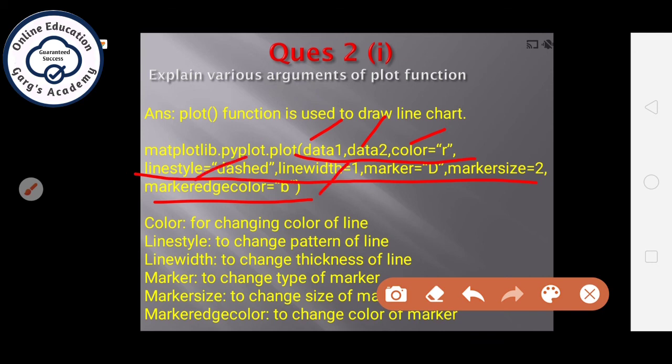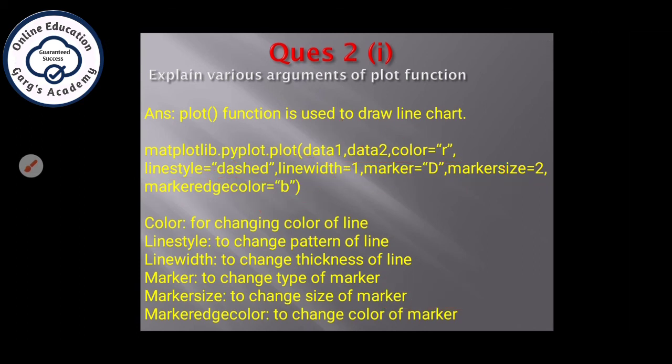Line width is used to change the width of the line, how thick will be the line. Marker is used to change the shape of the marker. Marker size is used to change the size of the marker, and marker edge color is used to change the color of the marker. So you have to explain this properly in this way.